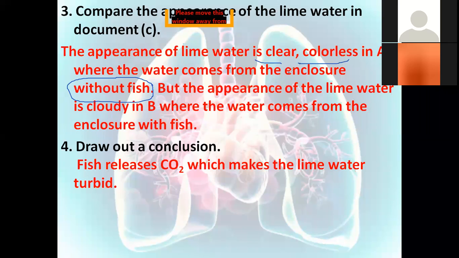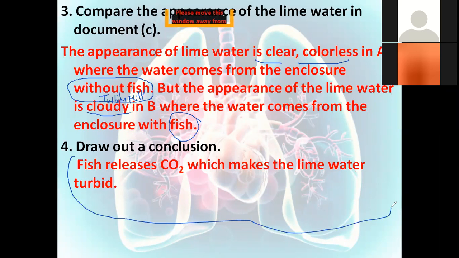While the appearance of lime water is cloudy, or you can say turbid, or milky, in B, where the water comes from the enclosure with the fish. So when it comes with the fish, it means that the fish releases CO2. This is the conclusion. The fish releases CO2, and this CO2 will make the lime water turbid.